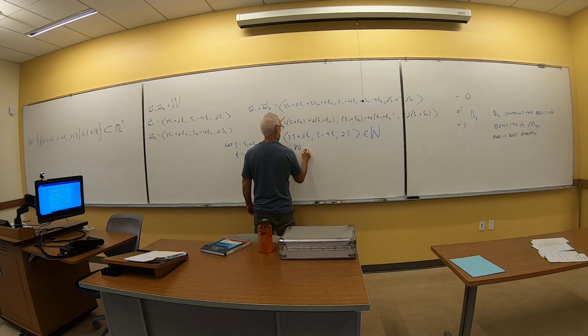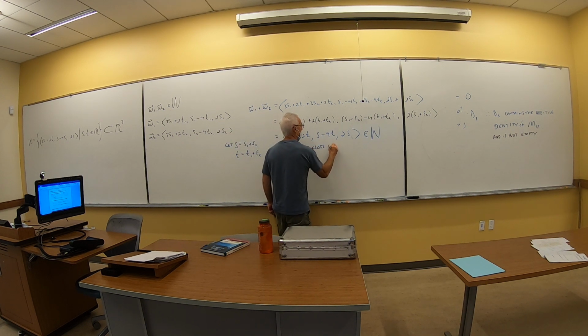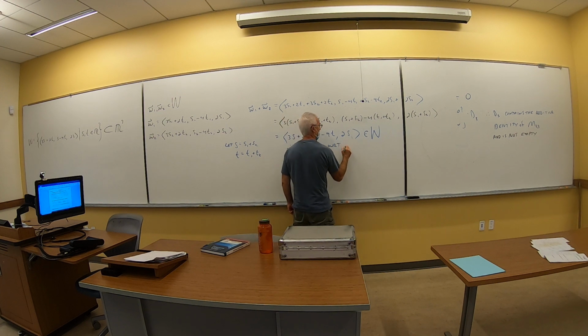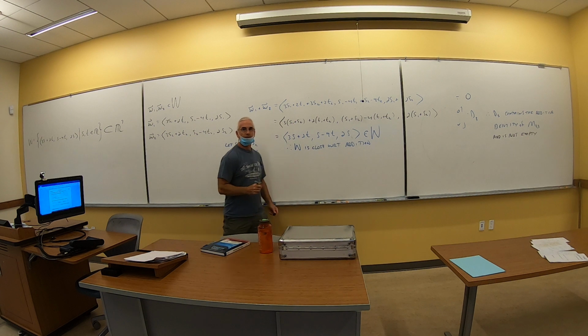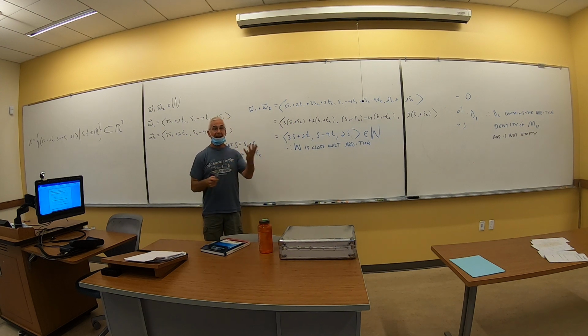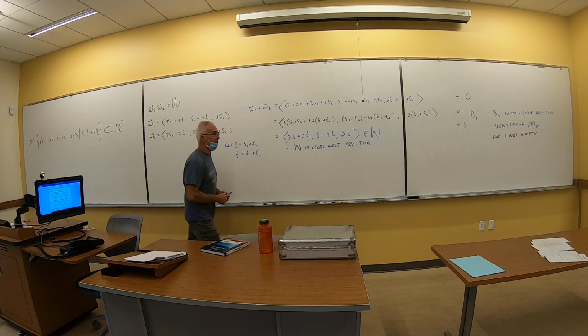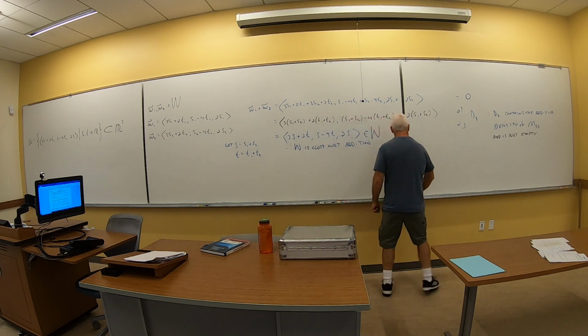Therefore, W, big W, not the vectors, is closed with respect to addition. Vectors are not closed. The set is closed. Be very specific because you have addition and you have scalar multiplication, and those proofs look very different.